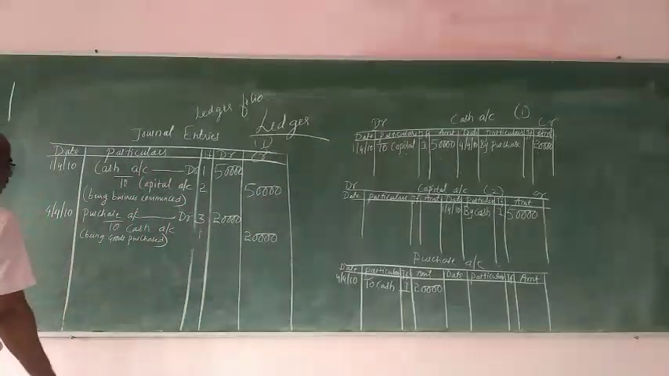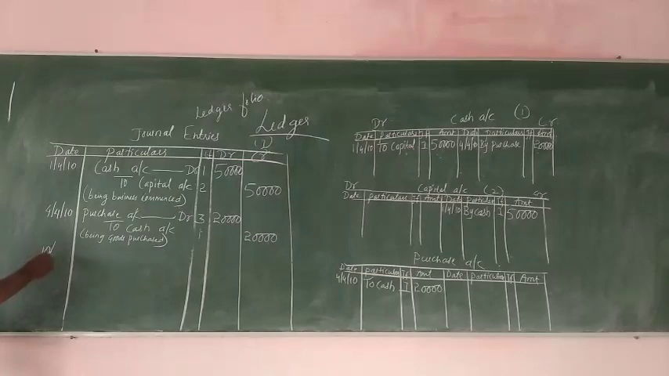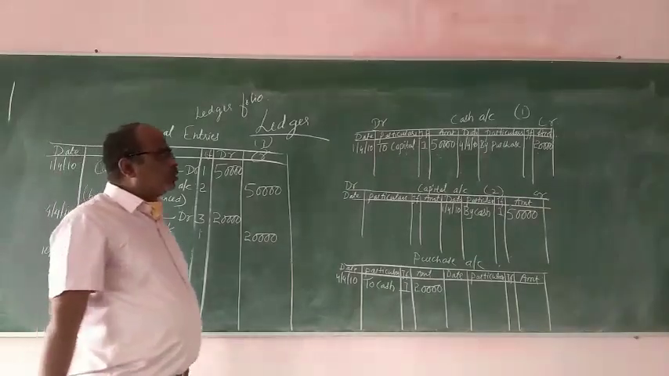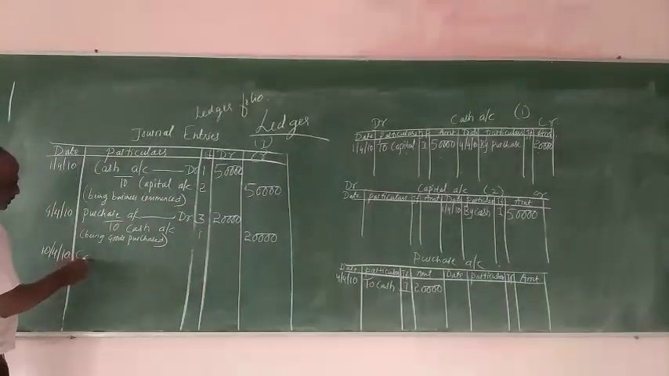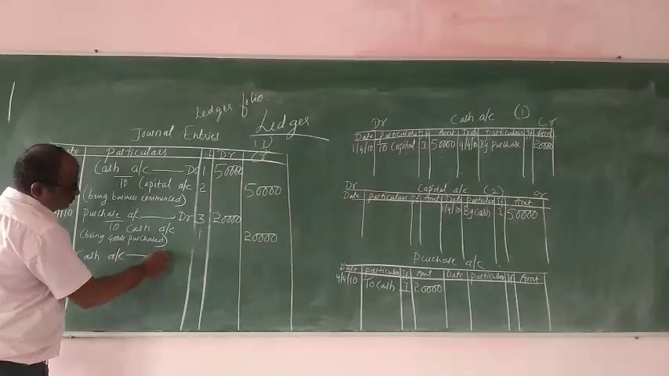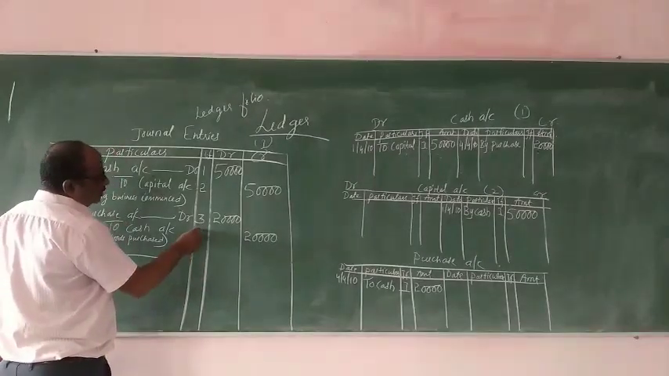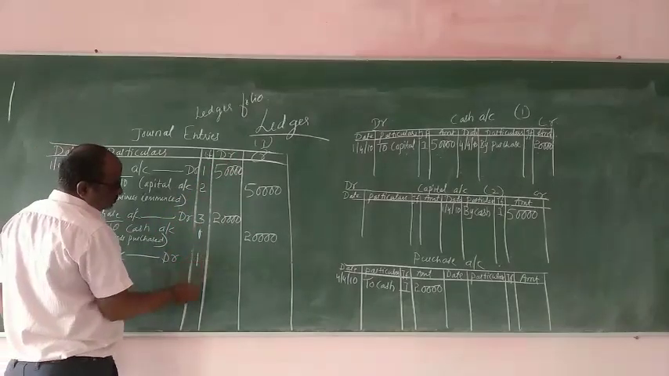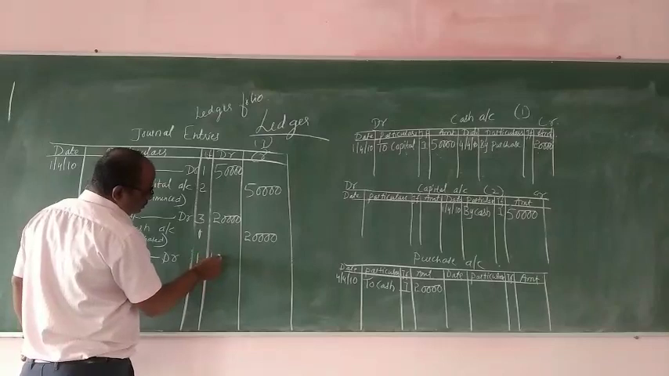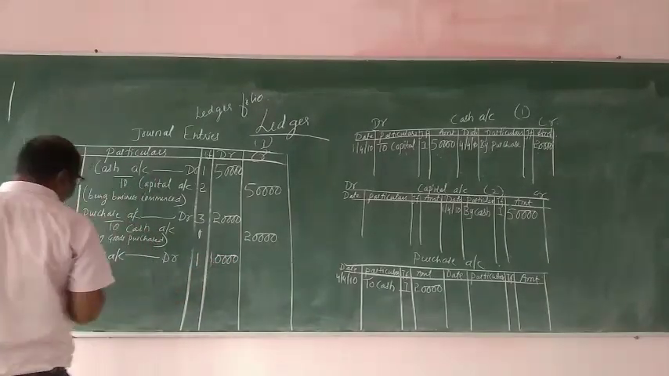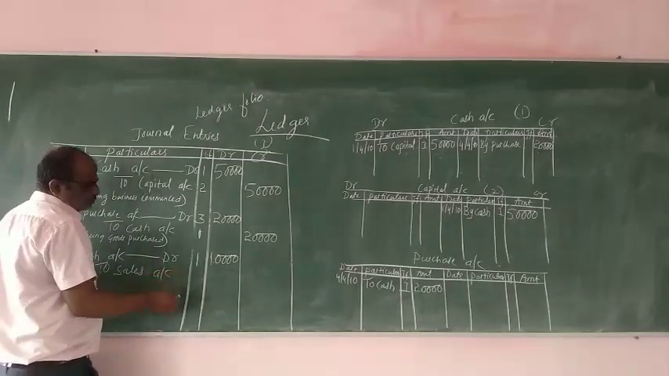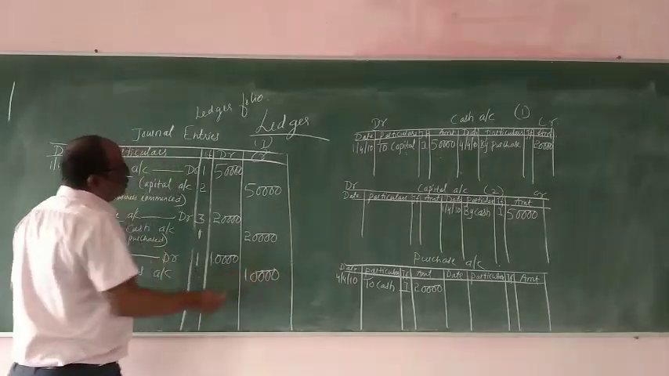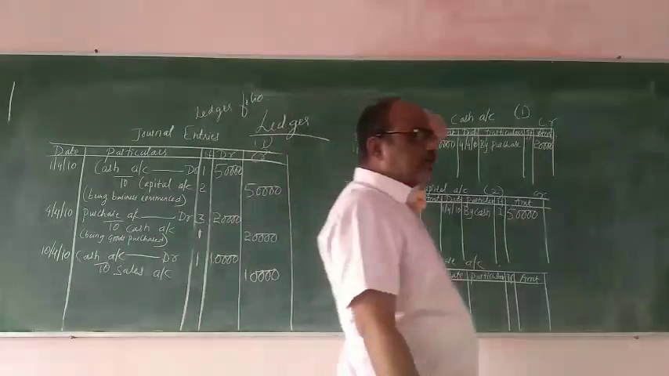So let's take one more transaction now. Sold goods of rupees 10,000. Here the cash account is debited. The cash account is already appearing. Page number 1 is cash. So you have sold goods of rupees 10,000 through the sales account. Is the sales account existing in our ledger?